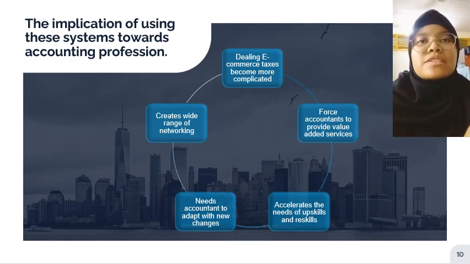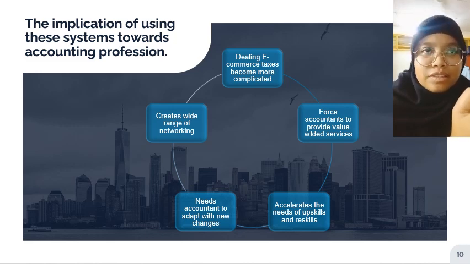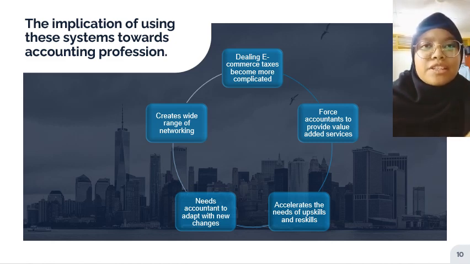And the third one is to create a wide range of networking. Because of the changes in the e-commerce system, accountants have to create a wide range of networking with other accountants, so they can discuss and share ideas, brainstorming on how to deal with the drastic changes in the e-commerce system.